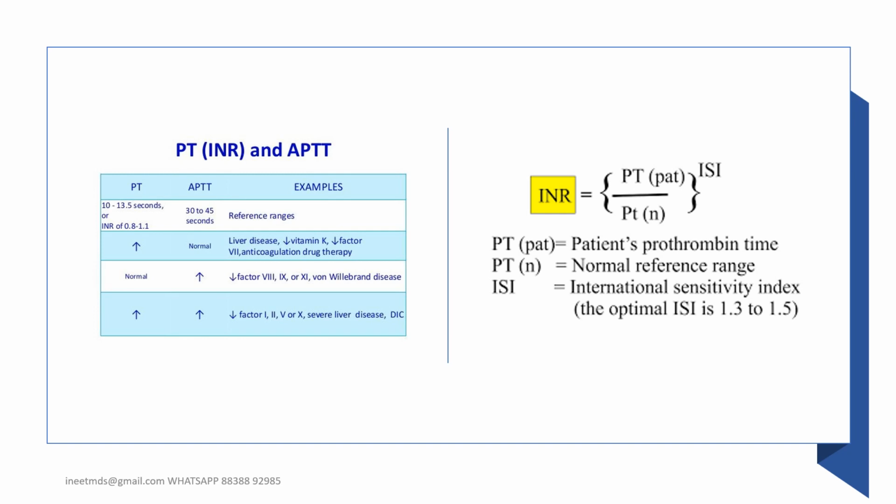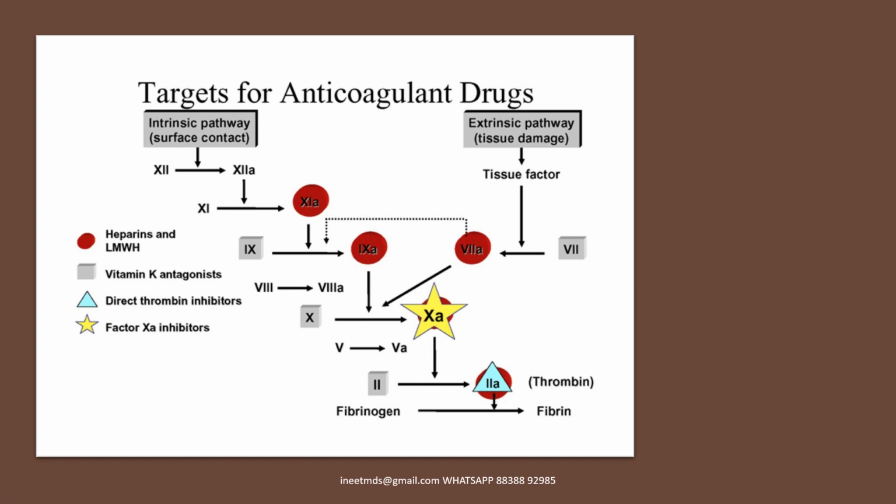The test to detect the extrinsic pathway is prothrombin time. Vitamin K dependent clotting factors are 2, 7, 9 and 10. So, 7 comes under the extrinsic pathway, which means vitamin K deficiency can be easily detected by using the prothrombin time. Now, there are different anticoagulant drugs which act at various levels. We have heparins and low molecular weight heparin which inhibit factors 7, 9 and 11, whereas we have vitamin K antagonists which target 2, 7, 9 and 10, the K dependent clotting factors, whereas we have direct thrombin inhibitors which directly inhibit factor 2, and we have factor 10 inhibitors which inhibit factor 10.